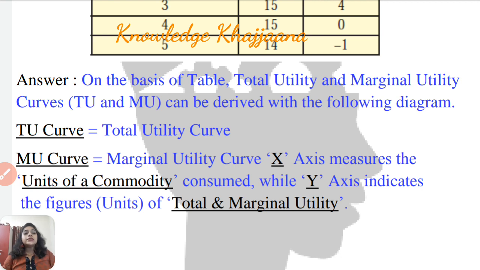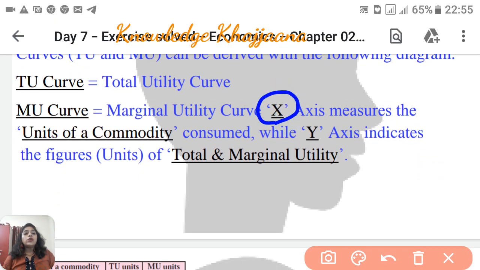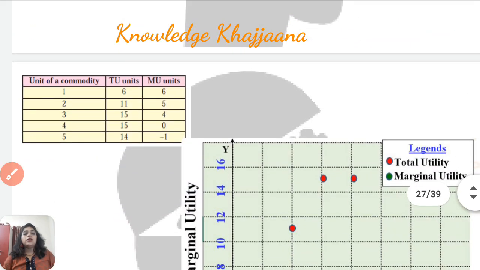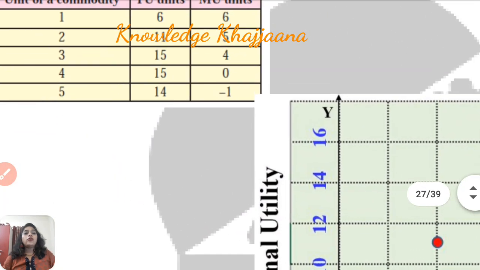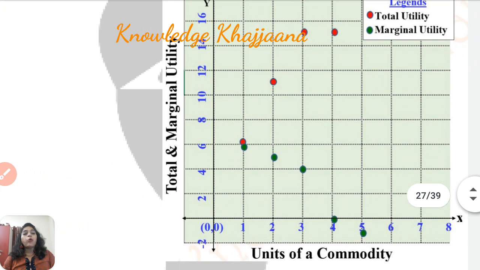And what is given on the x-axis? The x-axis measures the units of commodity consumed, while the y-axis indicates the figures or units of total and marginal utility. Both are shown on the y-axis, total utility as well as marginal utility. And on the x-axis, units of a commodity consumed. For this data I have drawn a graph, that is, I have located the points only.